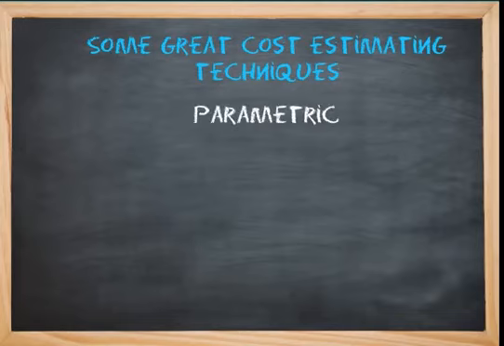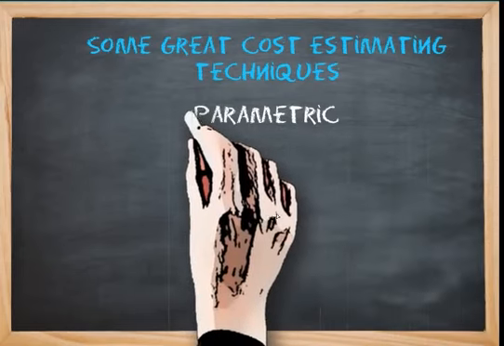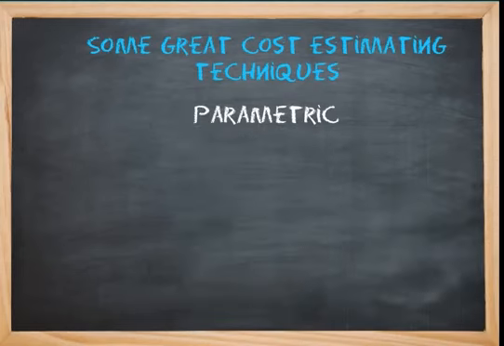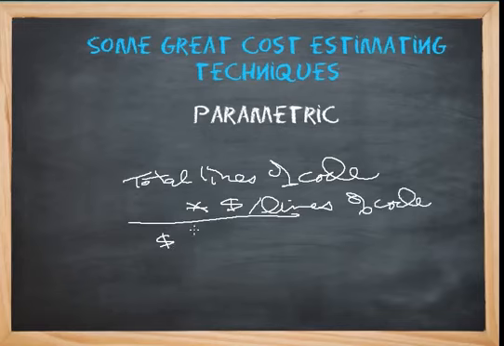The next is parametric estimating. And we're going to draw this on this chalkboard backwards. This uses a combination of historical data and other statistical models to provide a cost estimate. Remember the old lines of code? In fact, I remember where if you guess the total lines of code times some measure of cost per lines of code, this will result in your total project cost estimate.